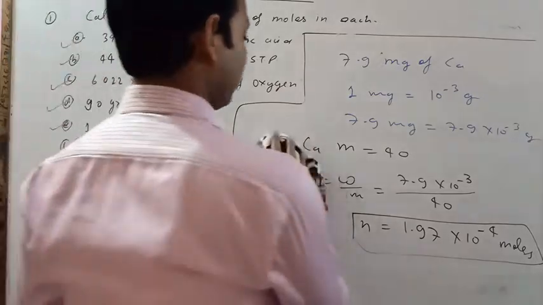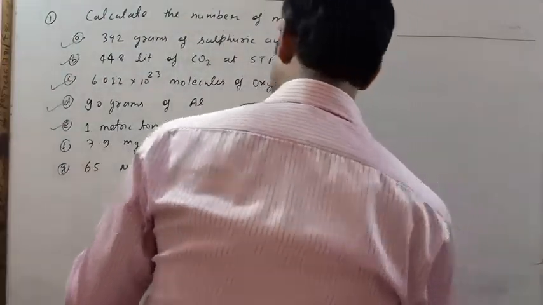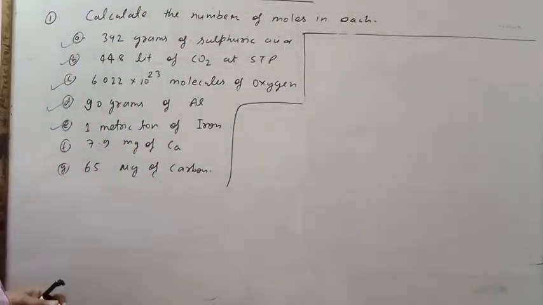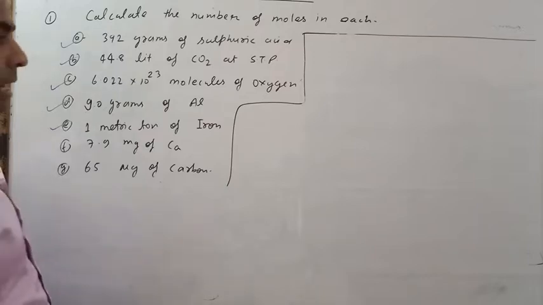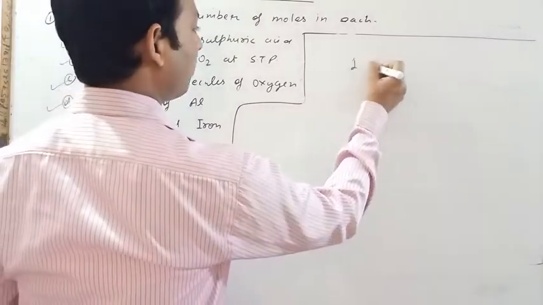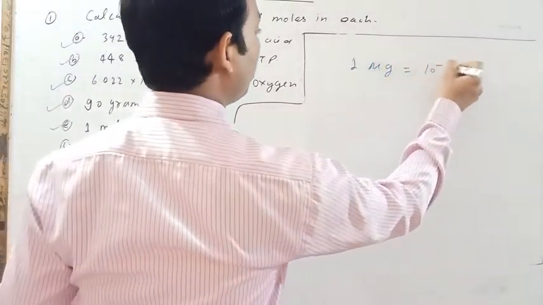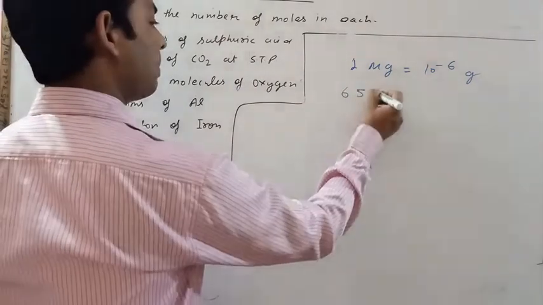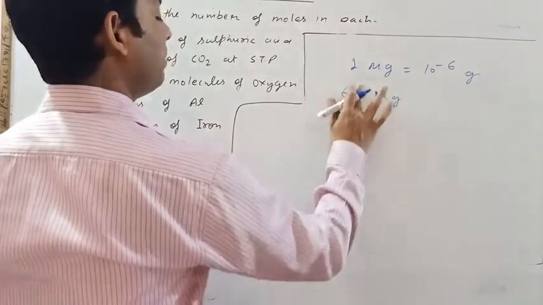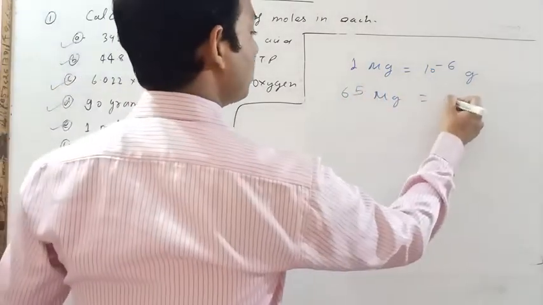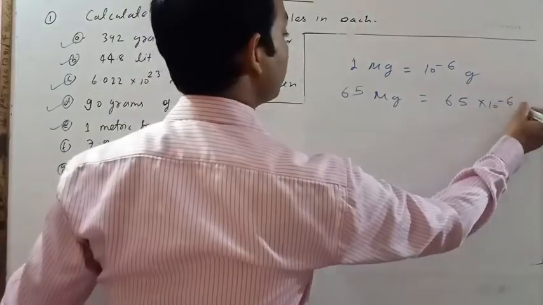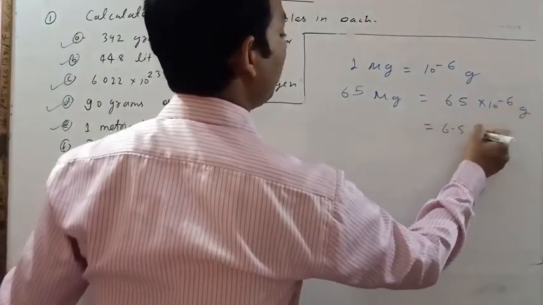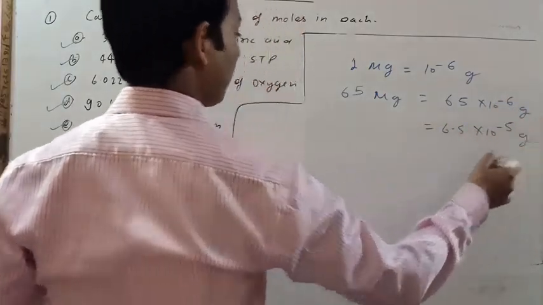Okay, now last question. Last question I have given here: 65 microgram of carbon. So 1 microgram equals 10 to power minus 6 gram. So 65 microgram equals 65 into 10 to power minus 6 gram, that is, 6.5 into 10 to power minus 5 gram.